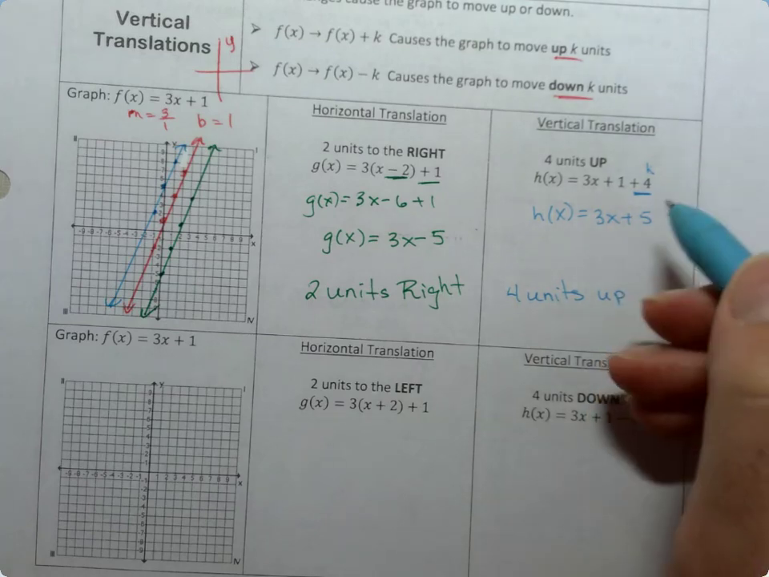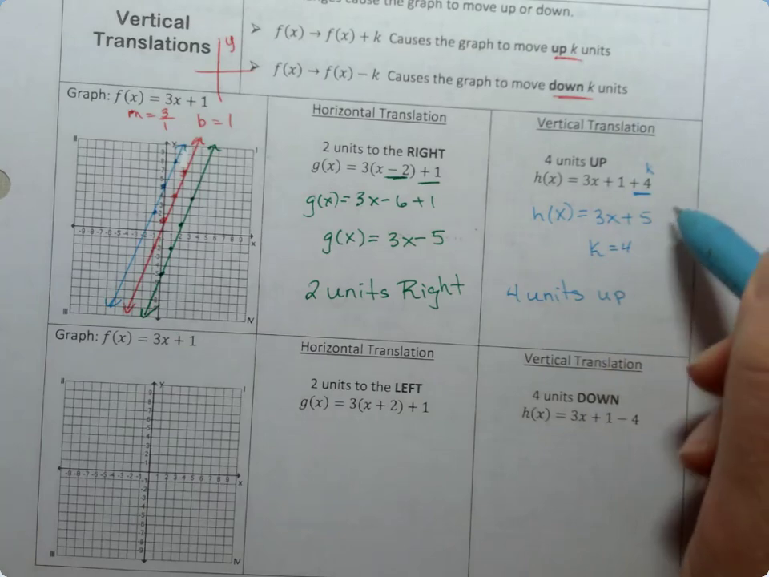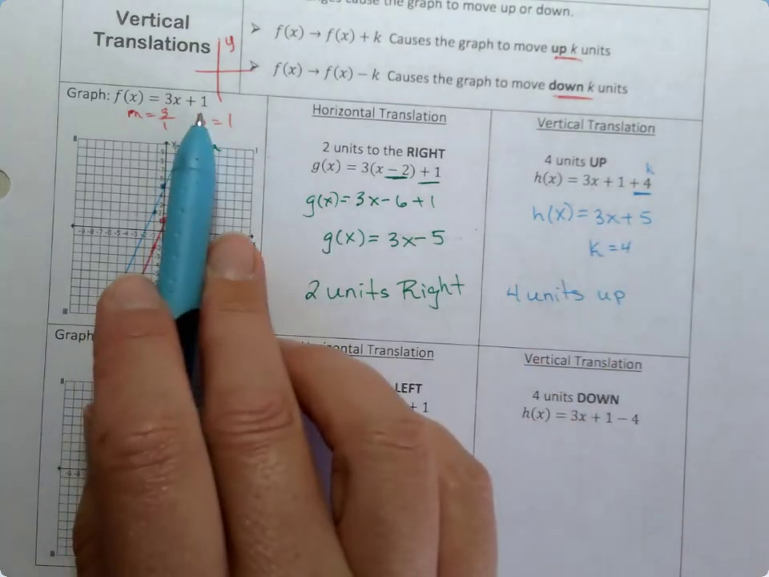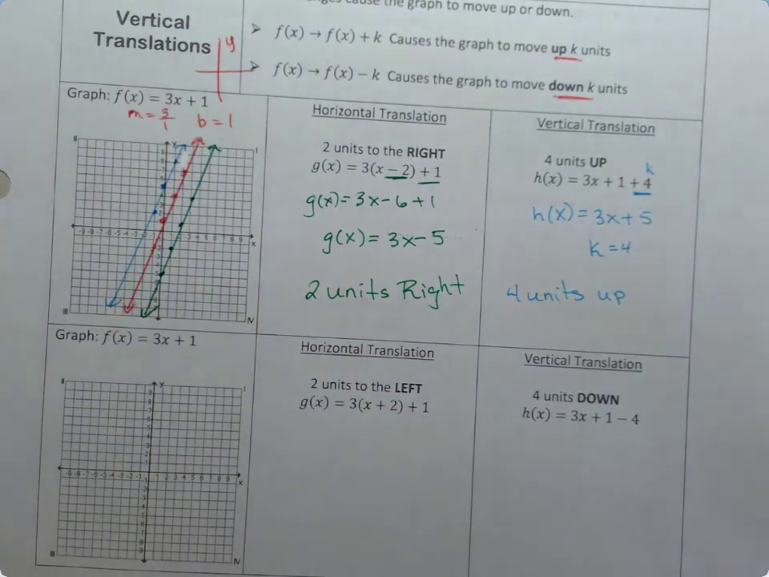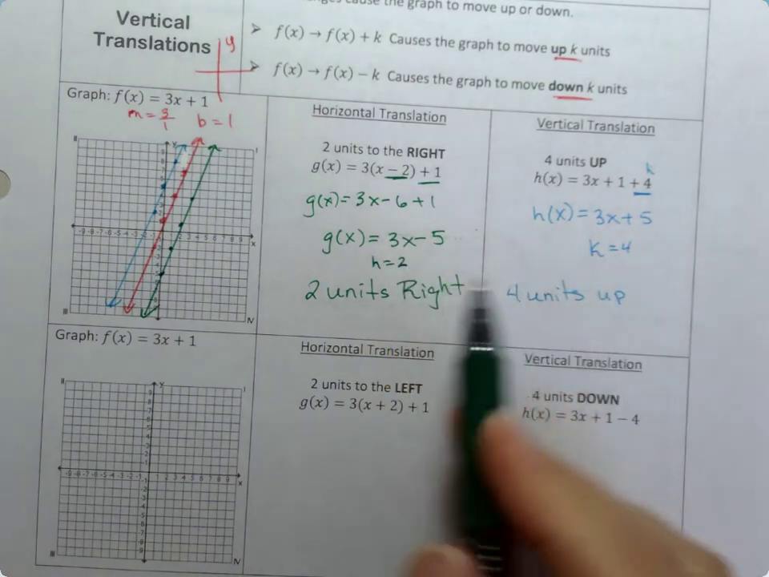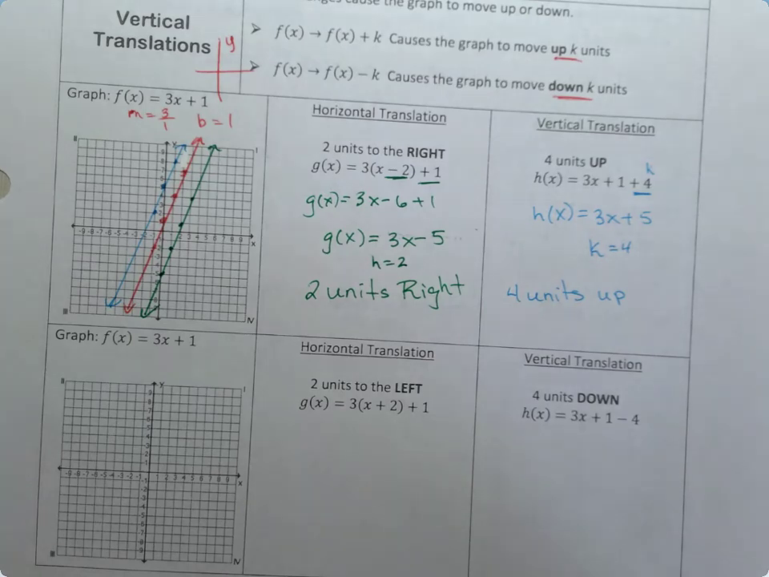All right, so in this one, k was 4. That was the change. So if I gave you 3x plus 5, you guys would have to realize, oh, it's 4 units different than it started. And in this one, the h value was 2. Now, I don't see that when I see the 3x minus 5. I have to look at the original.